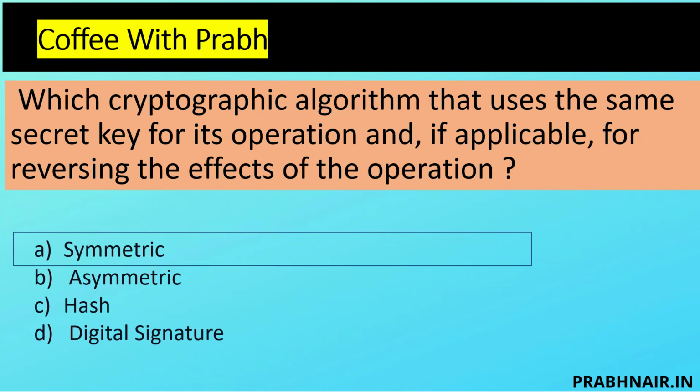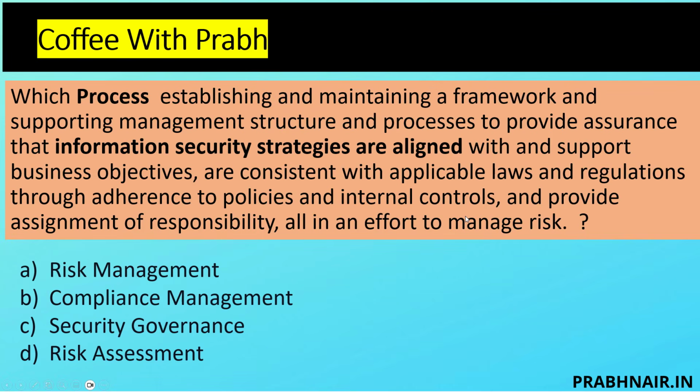Okay. Now, the next question asks which process establishes and maintains a framework and supporting management structure and processes to provide assurance that information security strategies are aligned with and support business objectives, and are consistent with applicable laws and regulations through adherence to policies and internal controls, and provide assignment of responsibility in all efforts to manage risk. Very big question.